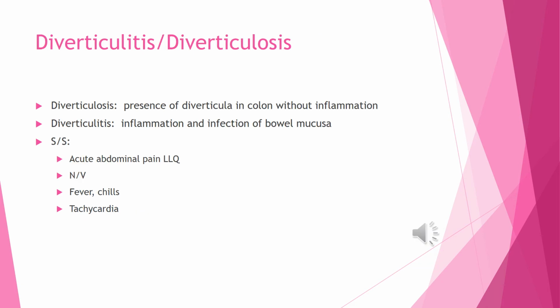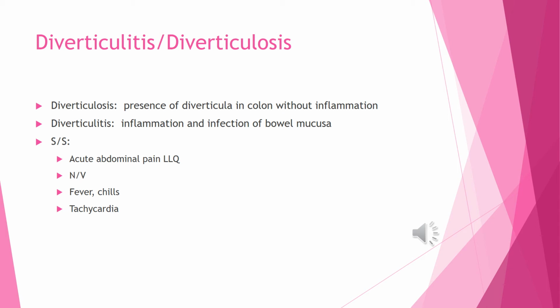The two words at the top of this slide look very similar, but they are different. First of all, diverticulosis is the presence of these diverticula in the colon without inflammation. And they're just like little small pockets. So they can be in the colon, but when they start to cause problems is when it becomes diverticulitis, with the inflammation and infection of this bowel mucosa, of these little pockets that exist.